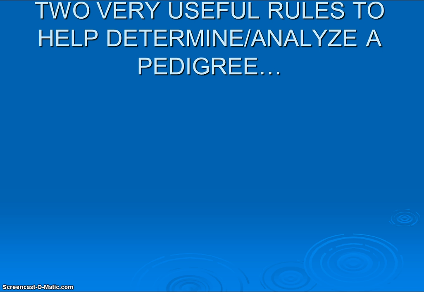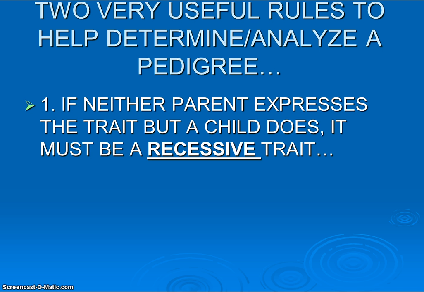If we ever see a pedigree in which you see the following: if you ever see neither parent expressing the trait but a child does, that means it must be recessive. Now if we think about that, what that's saying here is there's dad, there's mom, neither one has it, but in this case, let's say they have a daughter who does, it must be a recessive trait.